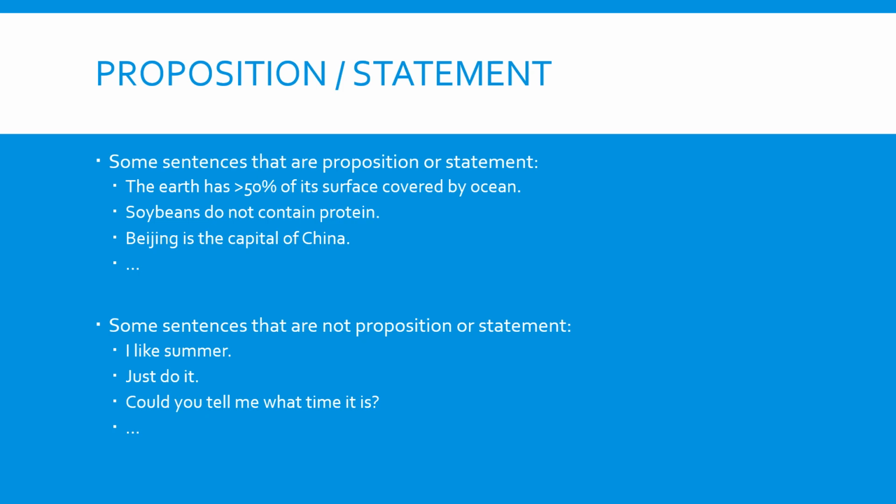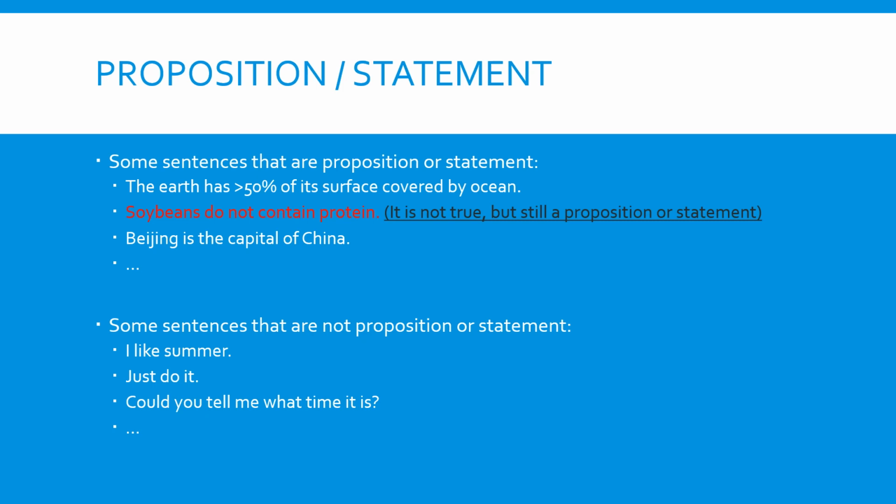Consider some other examples. I like summer. Just do it. Can you tell me what time it is? These sentences are not declarative. They either try to express a subjective feeling, or be imperative, or interrogative. Therefore, we cannot infer any fact from these sentences. For example, we don't know whether summer is good, whether the task is done, and what is the time of the moment.